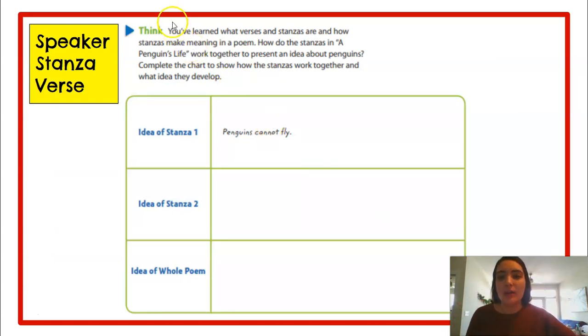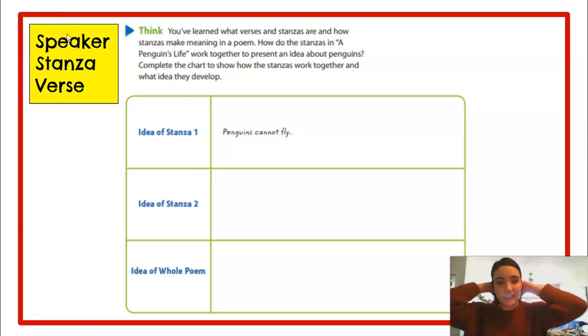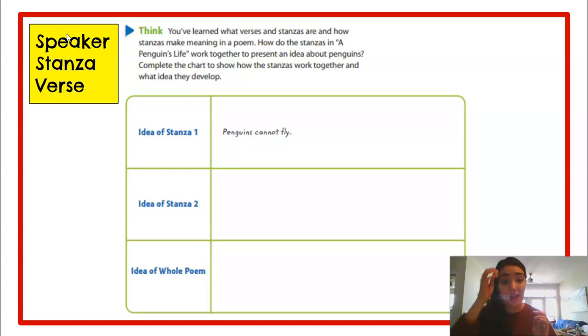All right, friends, so go ahead and read up here with me. It says, think. You've learned what verses and stanzas are and how stanzas make meaning in a poem. How do the stanzas in A Penguin's Life work together to present an idea about penguins? Complete the chart to show how the stanzas work together and what idea they develop. So we're going to go ahead and find the idea of stanza 2 and of the whole poem. We already have the idea of stanza 1. It's penguins cannot fly. Let's look back and see if that's truly the idea.